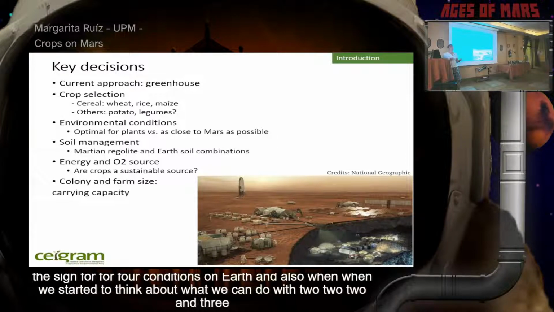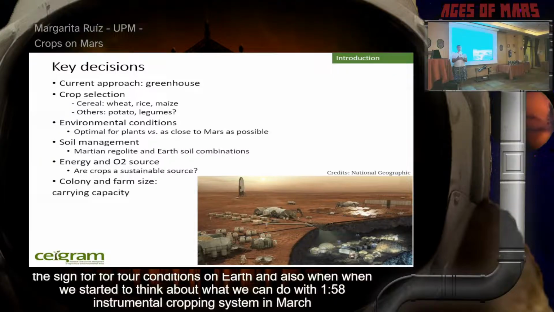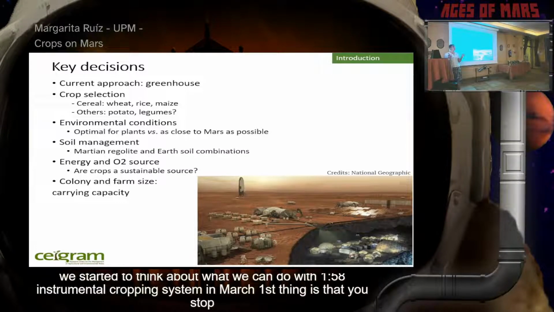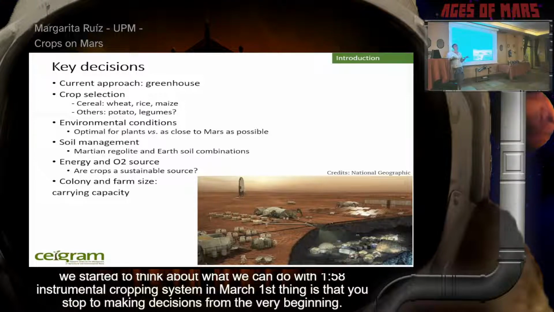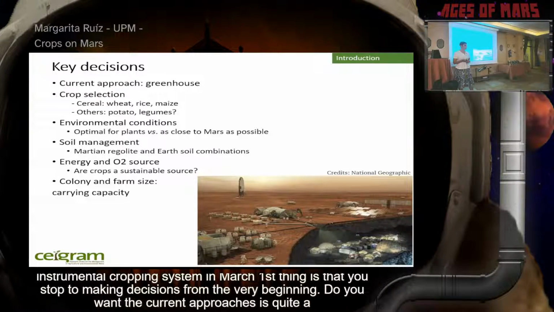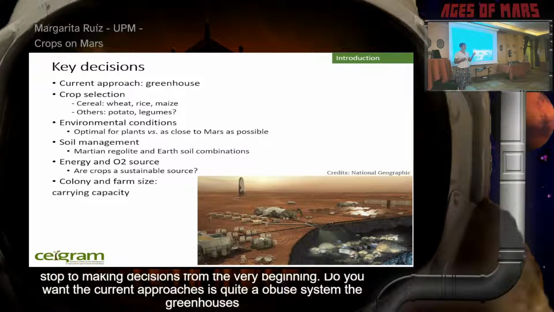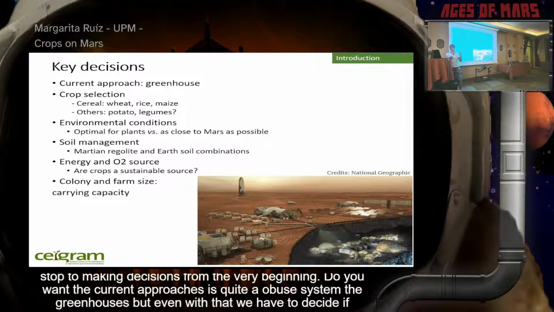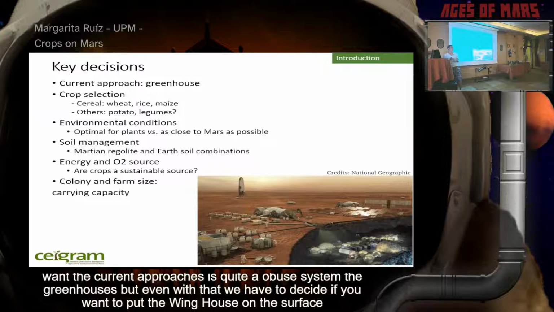to implement a cropping system in Mars, the first thing is that you start making decisions from the very beginning. For a start, the current approach is quite obvious, it is the greenhouses. But even with that, you have to decide if you want to put your greenhouse on the surface or underground.